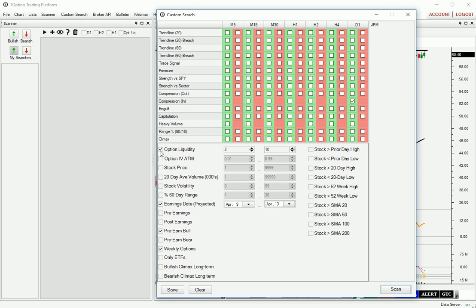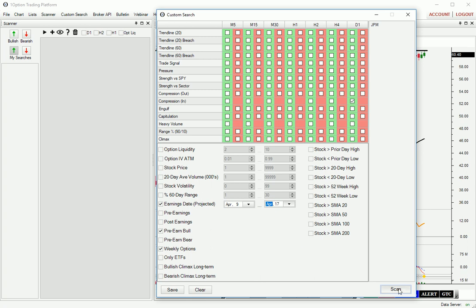And I'm going to unmark the option liquidity. If it's got weekly options, let's see if that helps. We've got one candidate right now, and it's because we're just before earnings season. I'm going to expand it just by a few more days, and I'm sure I'll start picking up a lot more results. So let's go to the 17th.